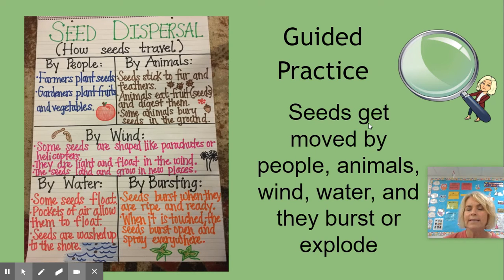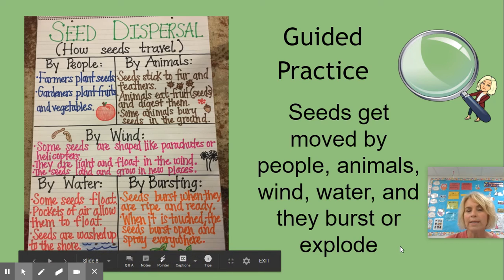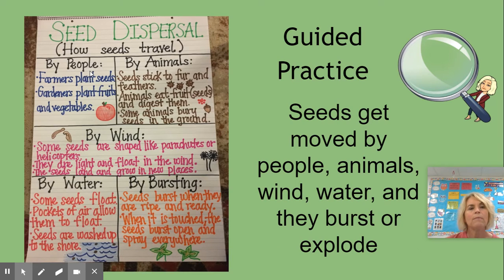Now, seed dispersal. Seeds get moved by people, animals, wind, water, and they burst or explode. So I want you to take a look at the chart with me today. How do seeds travel? People, you and me. We plant seeds. Gardeners plant fruits and vegetables. The farmers plant seeds. So people help move seeds.